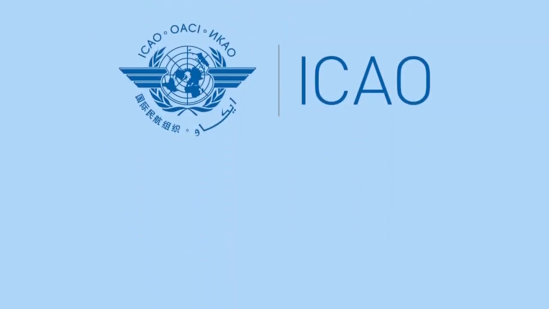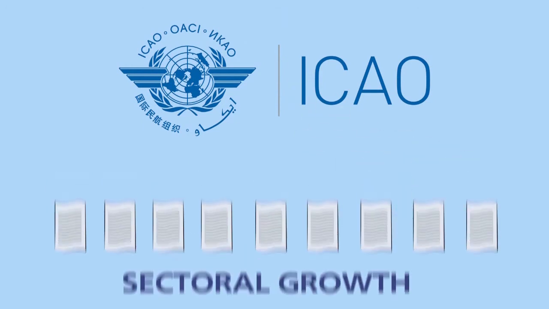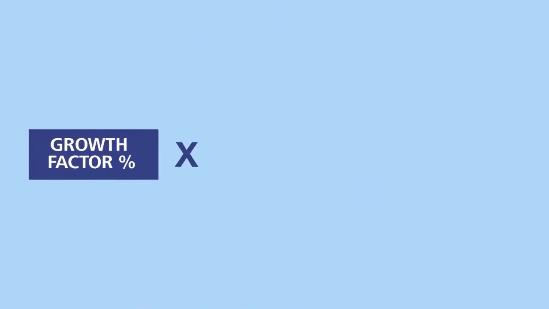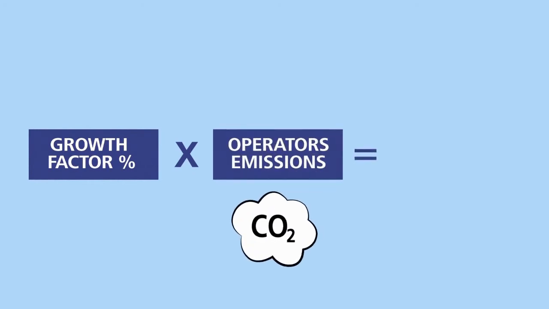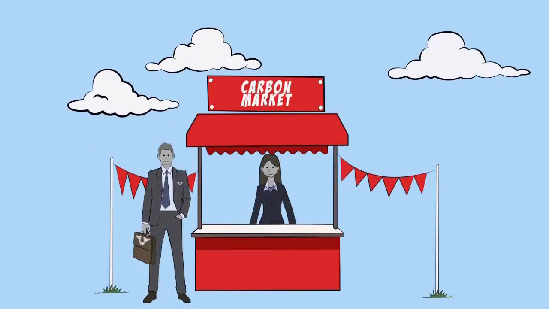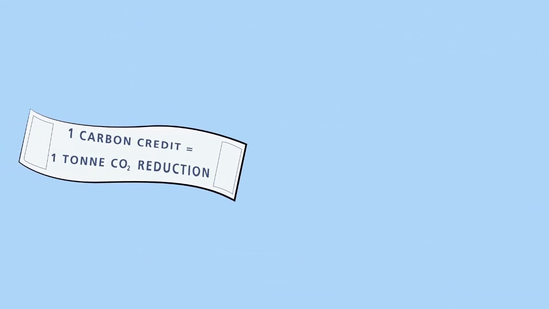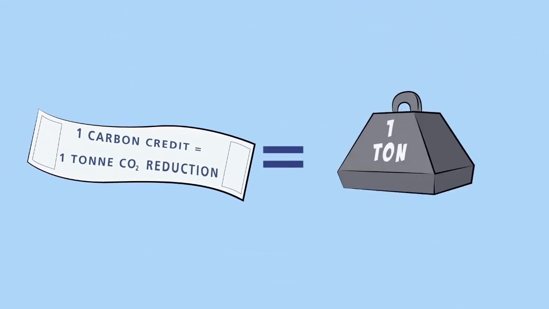ICAO collects all CO2 emissions data and estimates a sectoral growth factor of emissions. Using the sectoral growth factor of emissions every year, each operator calculates the amount of CO2 offsetting requirements by multiplying its emissions with the sectoral growth factor. The operator then purchases a number of emissions units equivalent to this requirement from the carbon market. Each emissions unit corresponds to 1 tonne of CO2 that was reduced by another project or programme.